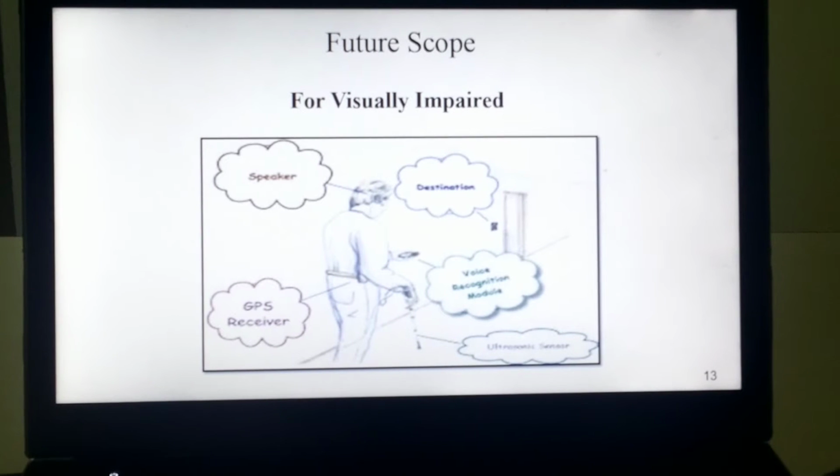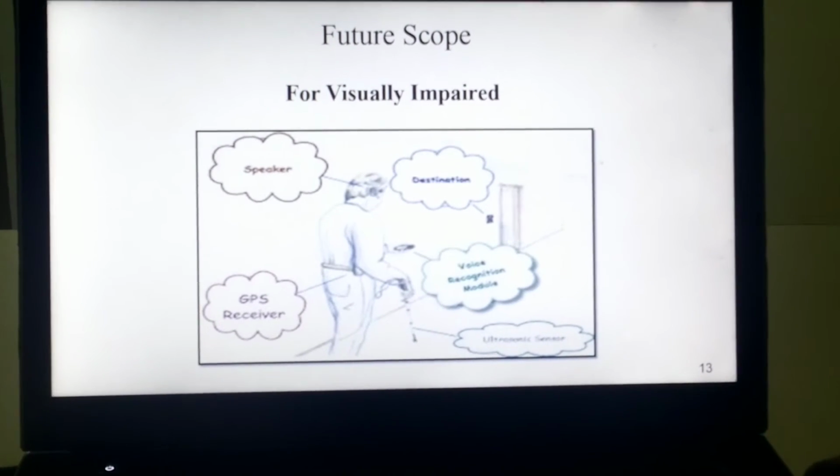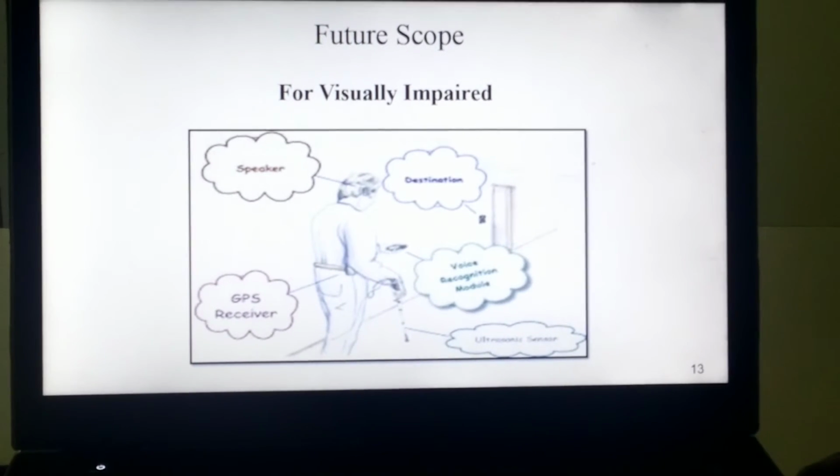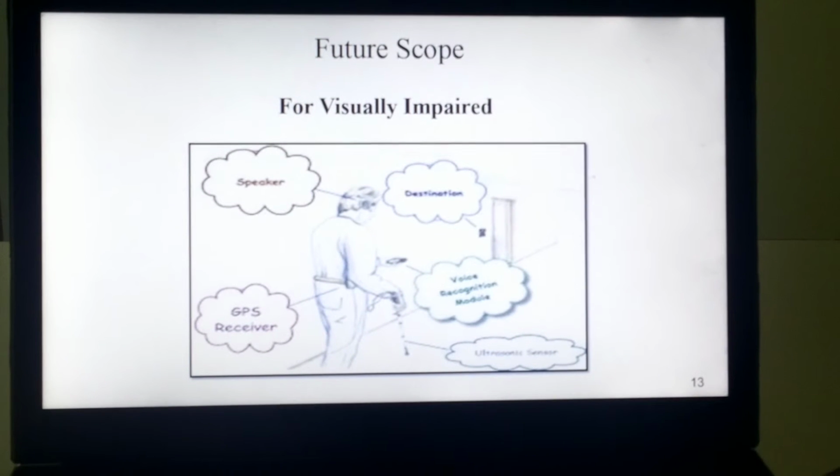So we can see that as of now we have successfully deployed this model, which is a navigation aid for visually impaired people, and as I mentioned, it is very suitable for indoor applications and is affordable to every common man.